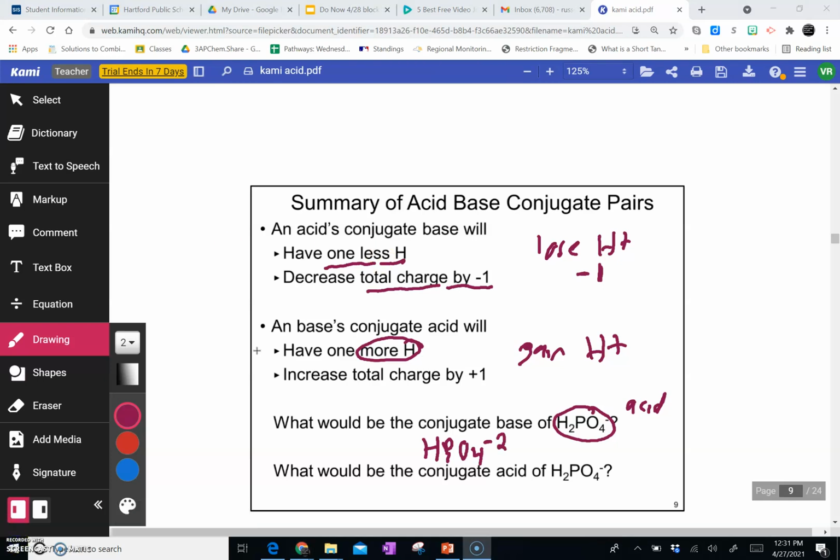And then lastly, we want to know the conjugate acid of this one. That means this is going to act like a base. So its conjugate acid would be H3PO4, and its total charge would increase by 1, so since it has an overall negative charge, it would have no charge. So again, this is sort of the summary. It's much easier to identify conjugate acid pairs in a reaction, and that's usually what they do on the AP exam.